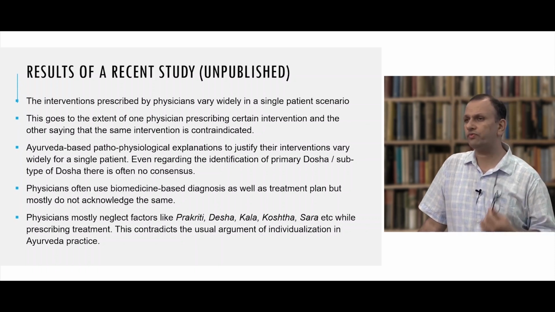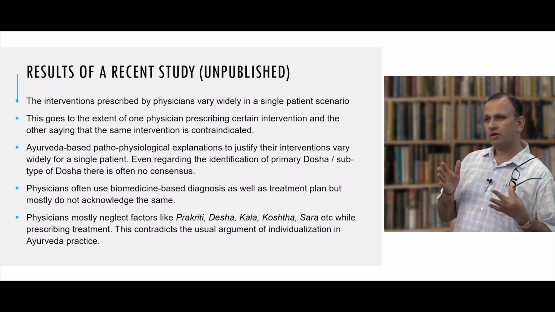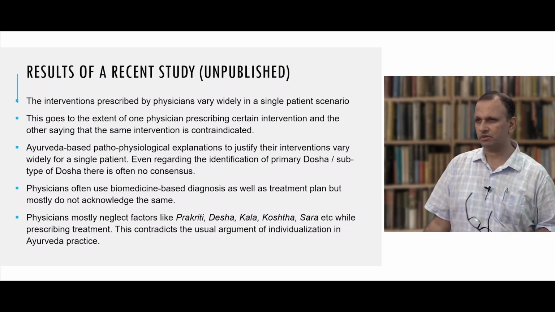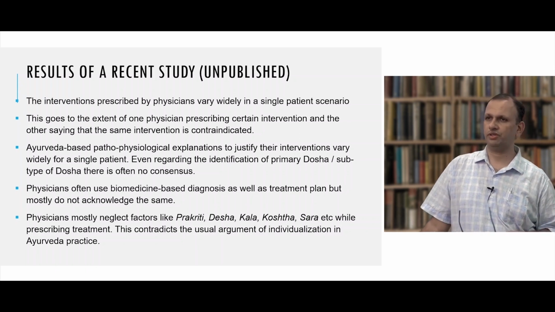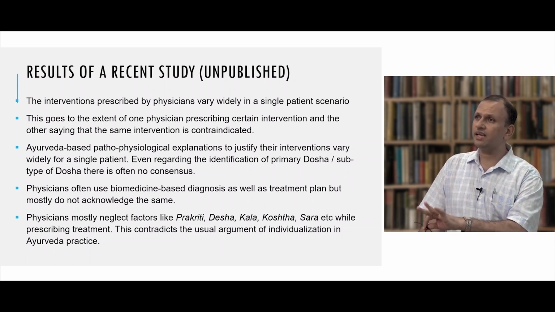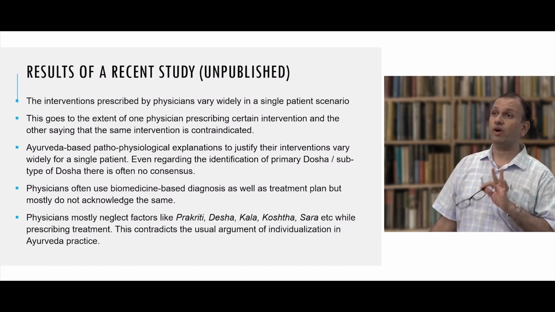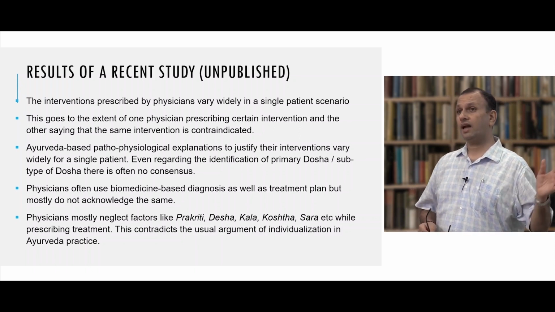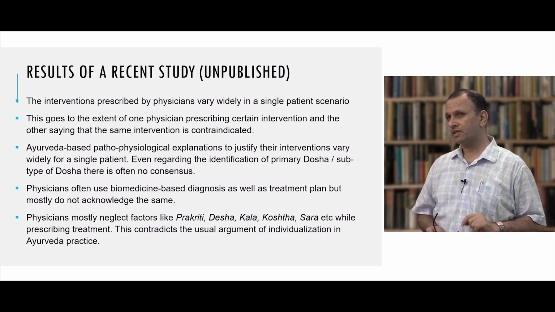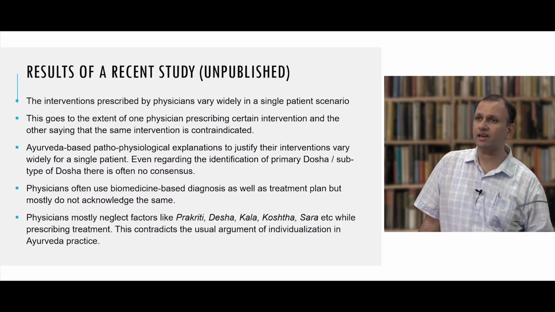Now we wanted to see how much of this is true in the real world scenario. So we asked them to explain what physiological explanations drive these prescriptions. We wanted to know the logical basis. And we observed that the interventions prescribed by the physicians vary widely in a single patient scenario. That is fine, right? But this goes to the extent of one physician prescribing a certain intervention and the other saying that the same intervention is contraindicated. This is problematic. Similarly, Ayurveda-based pathophysiological explanations to justify their interventions vary widely for a single patient.